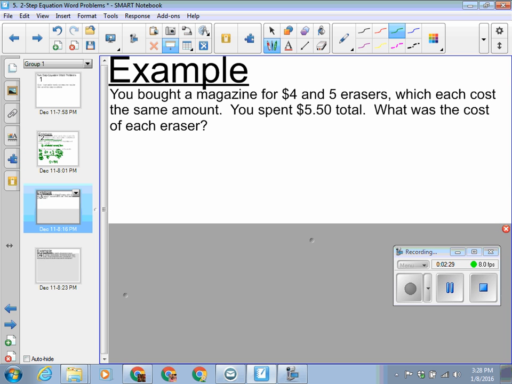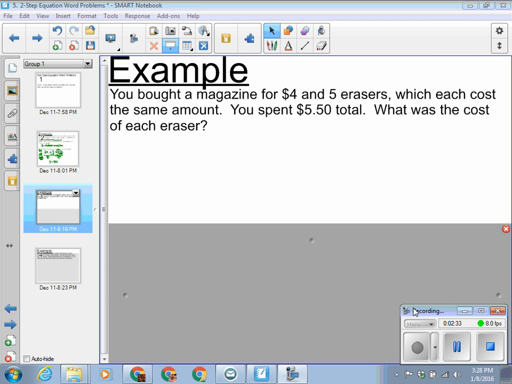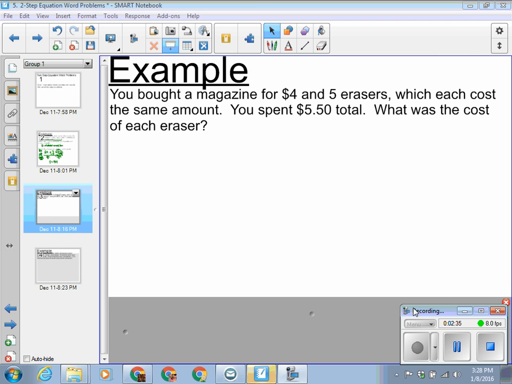If you want to try this on your own, feel free, or stay with me as I go through it. Same process. You bought a magazine for $4, and 5 erasers, which each cost the same amount. You spent $5.50 total. What is the cost of each eraser? So we're going to assign that variable and define it. Let's say C for cost of an eraser.